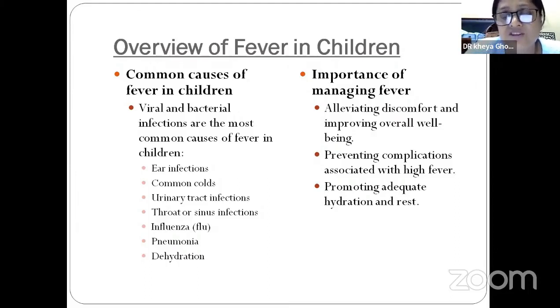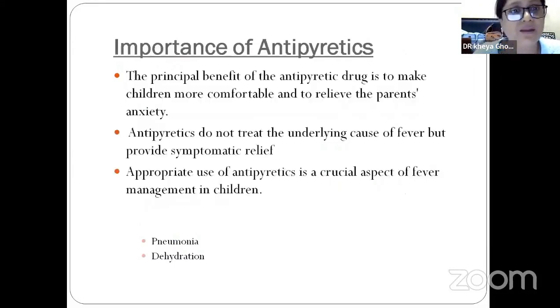Managing fever is very, very important. Why should we manage fever? It alleviates the discomfort and improves the overall well-being of the child. It prevents the complications associated with high fever and promotes adequate hydration and rest. And very importantly, the parents' anxiety is also alleviated if we can bring down the fever. The principal benefit of an antipyretic drug is to make children more comfortable and to relieve the parents of anxiety. This is very, very important.